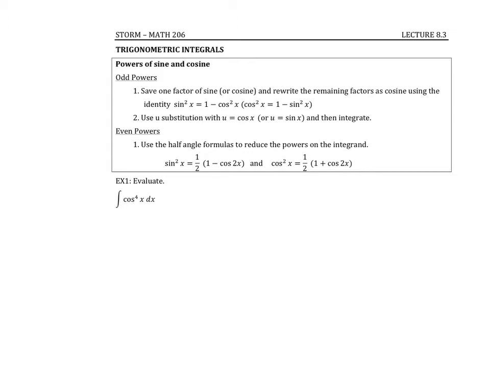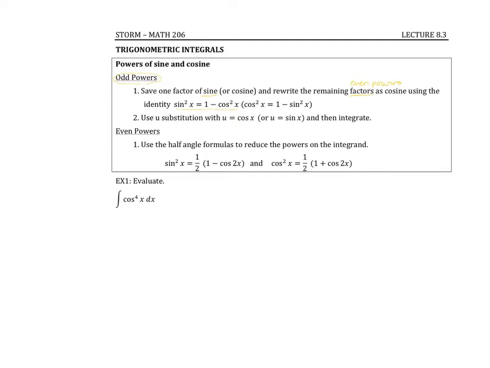So if you have odd powers of either sine or cosine, what you'd like to do is save one factor. If it's sine, you just save one factor of sine and then rewrite the remaining factors, because those factors will be even powers, as cosine, using the identity that sine squared is equal to 1 minus cosine squared. Okay.